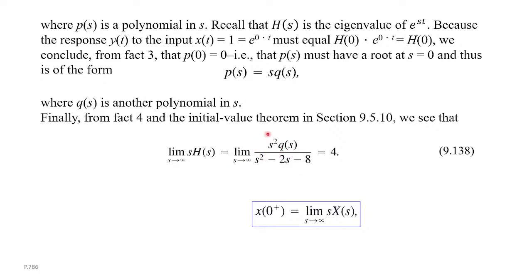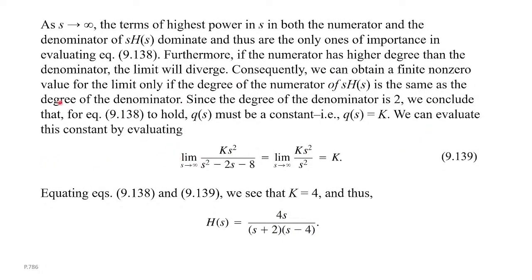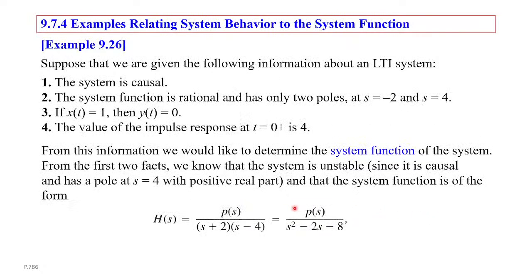As s goes to infinity, you only need to look at the highest order term. So it becomes s squared there, and Q of s cannot have higher order in s, otherwise it goes to infinity. So Q of s must equal 4. It's a longer explanation here, but anyway, it must be a constant, and that constant equals 4. So we determine our H of s, and we should also write the ROC. The ROC is s bigger than 4.